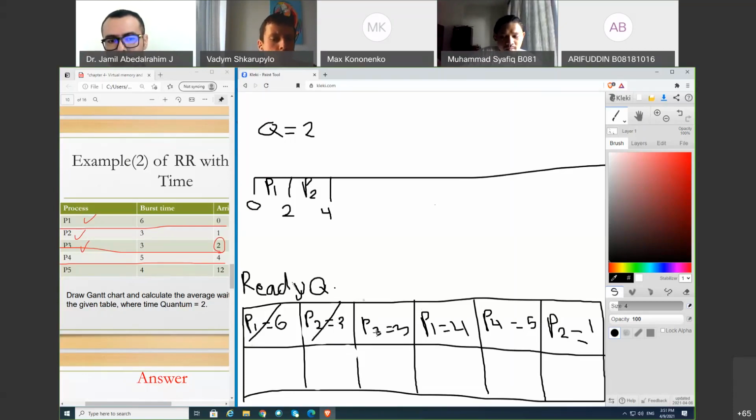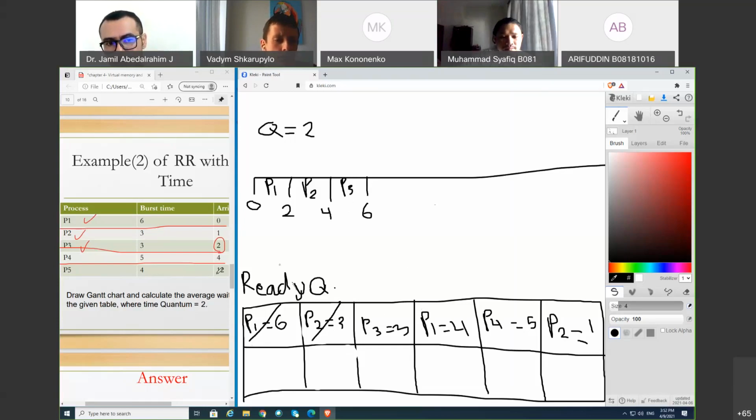Next we execute P3 based on the given sequence in the ready queue table, until 6. Exactly. So what's the next step? We reach a new unit at 6. What's the next step?